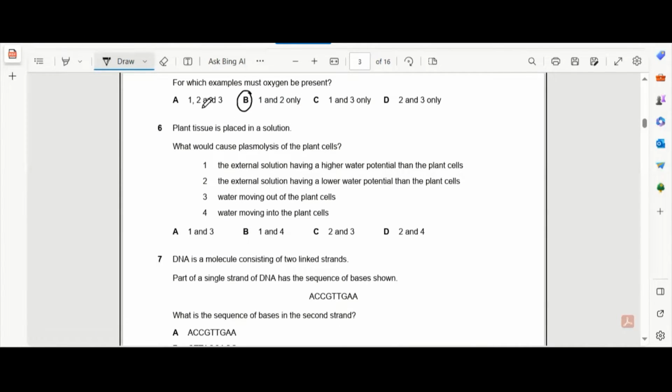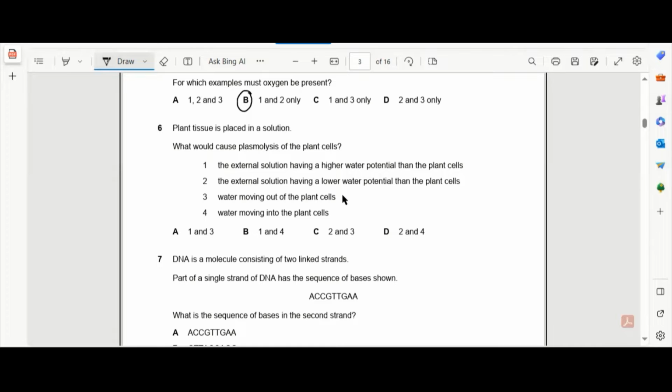Number 6, plant tissue is placed in a solution. What would cause plasmolysis of the plant cells? 1. The external solution having a higher water potential than the plant cell. 2. The external solution having a lower water potential than the plant cells. 3. Water moving out of the cells. 4. Water moving into the plant cells.